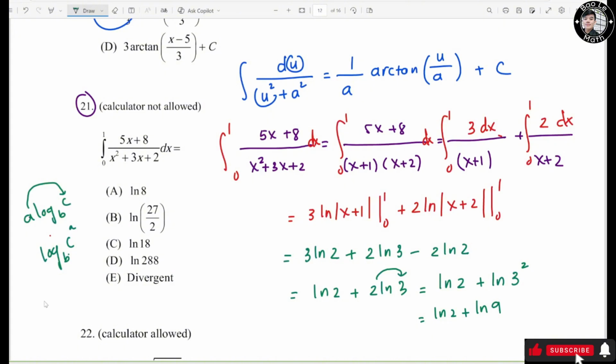Now you have log base a of b plus log base a of c. It could be log base a of b times c. So it's going to be ln of 2 times 9. It's going to be ln of 18. The answer must be C.